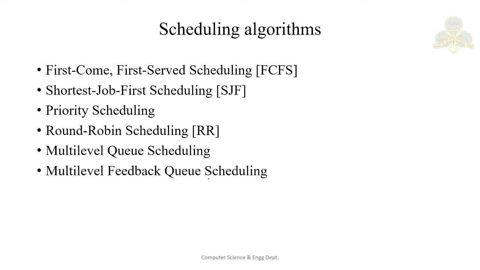The first one is first come first serve, that we call FCFS. Next is SJF, that is shortest job first. Third one is priority scheduling. Fourth one is round robin, that is RR. Fifth one is multi-level queue scheduling, and the last one is multi-level feedback queue scheduling. Okay, so first we'll talk about FCFS.